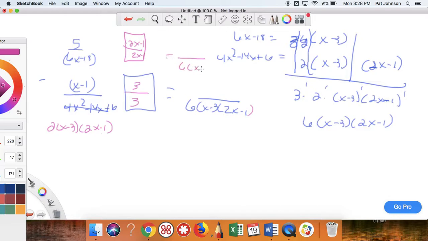And 6 times x minus 3 times 2x minus 1. All right, so remember you have a binomial, so you have to distribute, so that becomes 3x minus 3. And then we have what? 5 times a binomial, so it's 10x minus 5.